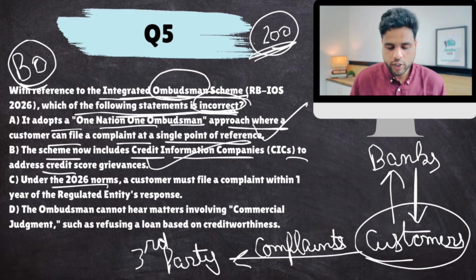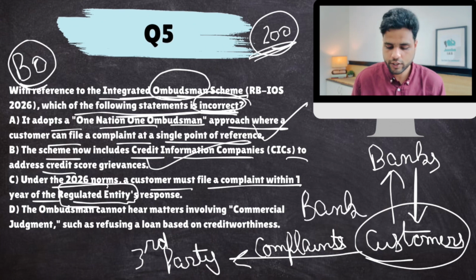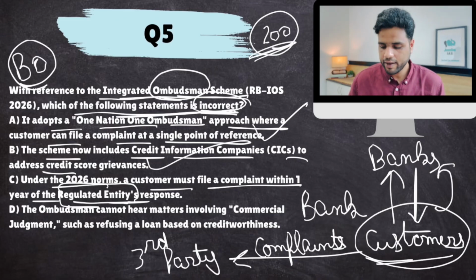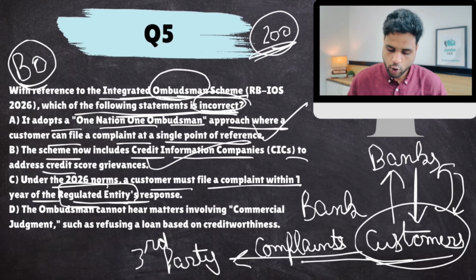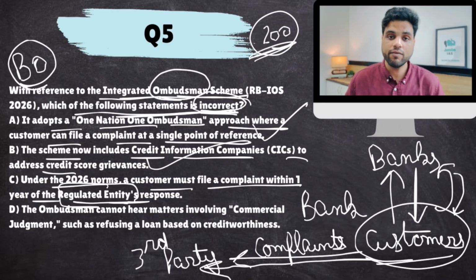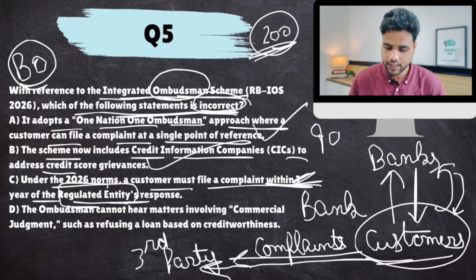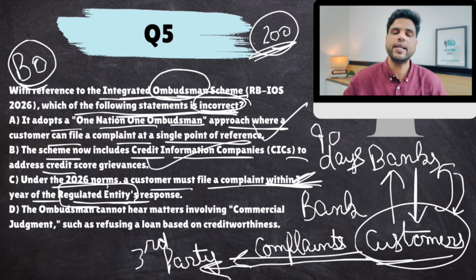Okay. Under 2026 norms, a customer must file a complaint within 1 year of the regulated entity's response. The regulated entity in this case is the bank. What the statement means is that you filed a complaint with the bank, and the bank gave a response with which you were not satisfied. Now you will file a complaint with the ombudsman within 1 year. If you delay it further, then you can't file a complaint. But now that time has been reduced from 1 year to 3 months. It is no longer 1 year anymore. It is 90 days now. You can't delay it indefinitely. So this statement is false because of that.